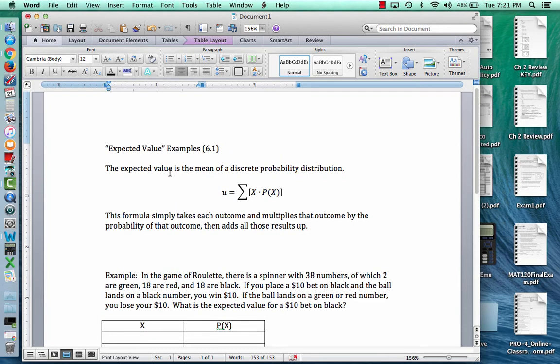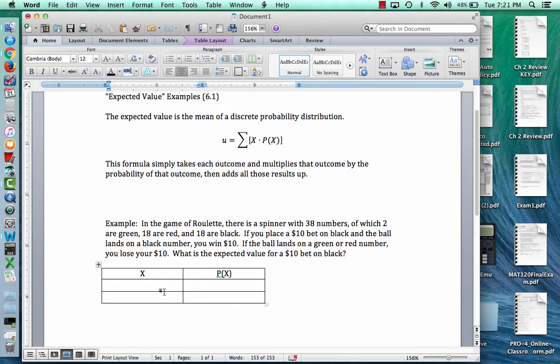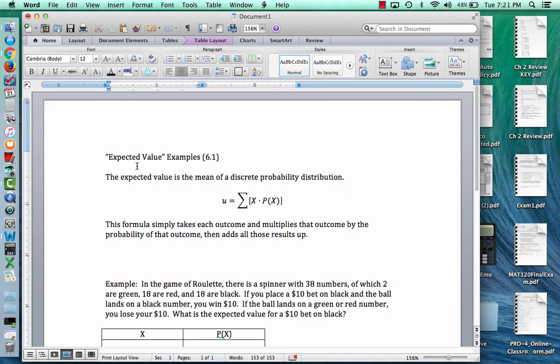So we're going to do some expected values that apply to certain situations, and we're going to have to build up the table of the outcomes and the probabilities in order to answer this. Because the expected value is actually just the mean of a discrete probability distribution. And the mean is this formula here, where you take the sum of each outcome times its probability.